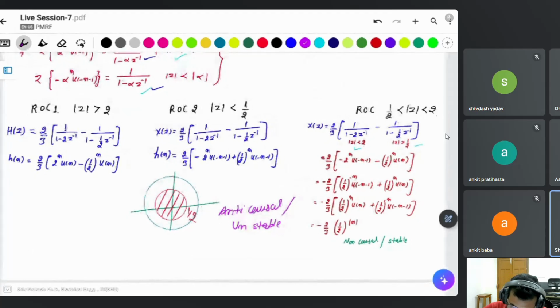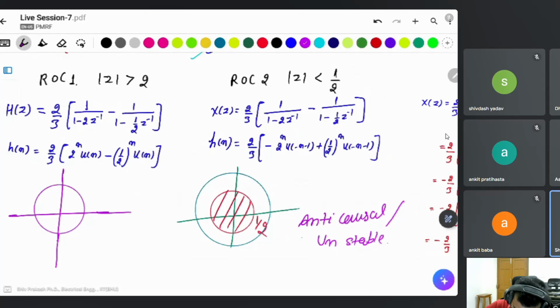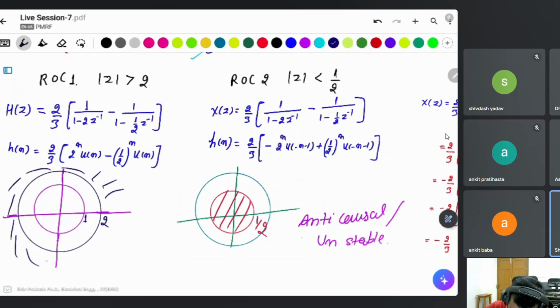In the first one, the ROC is greater than the radius 2. This is the unit radius circle. This is the 2. Then the ROCs are on the outer side. This is also not including the unity radius circle. That's why the system will be unstable for this one also. But this is the causal system because of the outside ROC. The system will be causal and unstable.